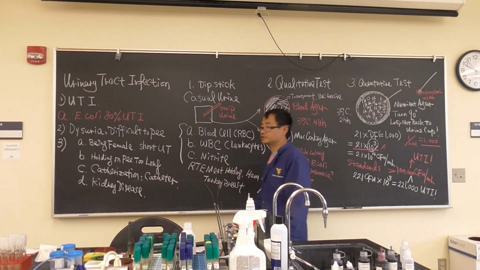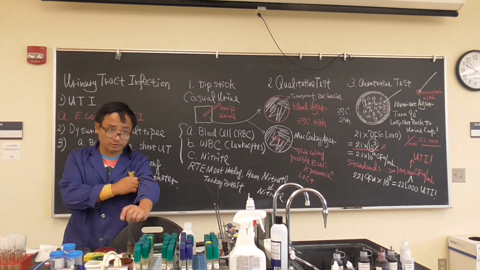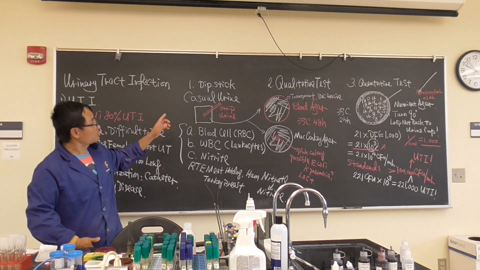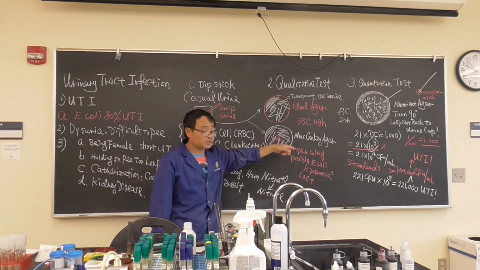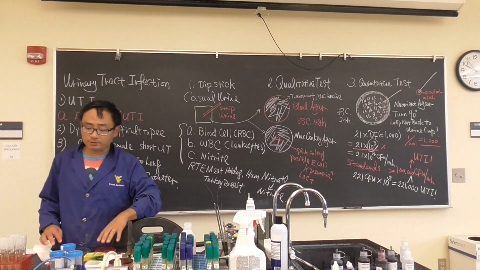Okay? So it's a very simple but very useful method to determine whether you have a UTI, from the dipstick test, the qualitative test, and the quantitative test. So today we're going to do the work. So how are we going to do it?